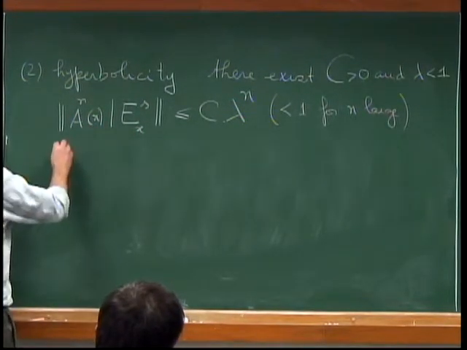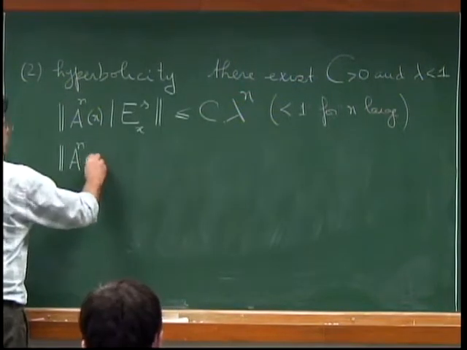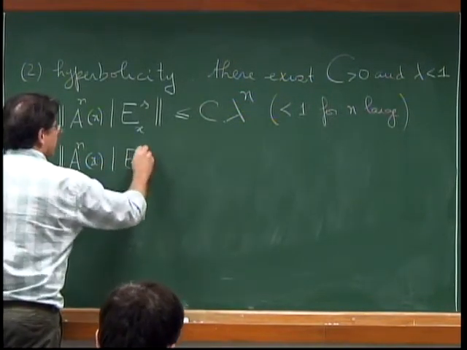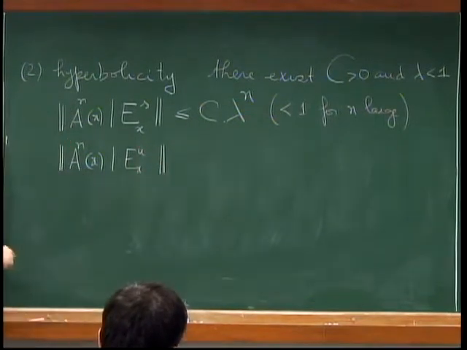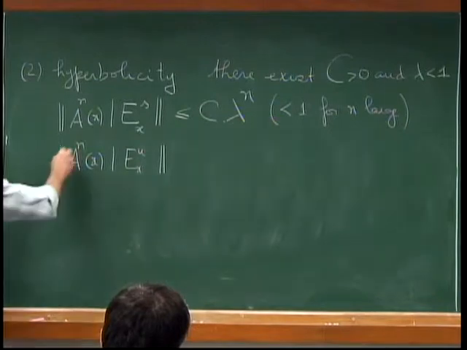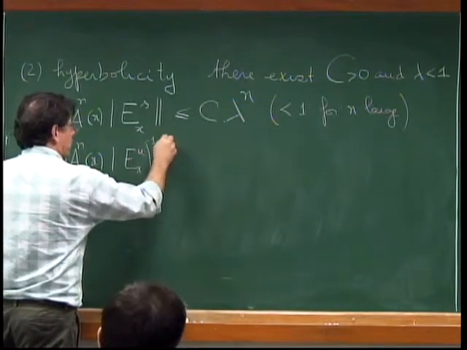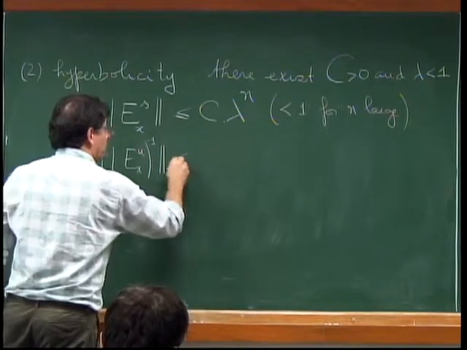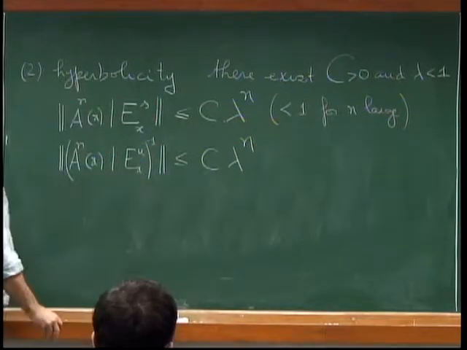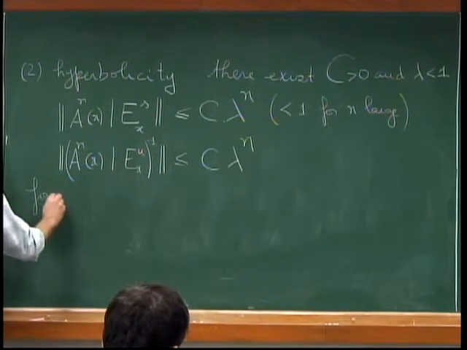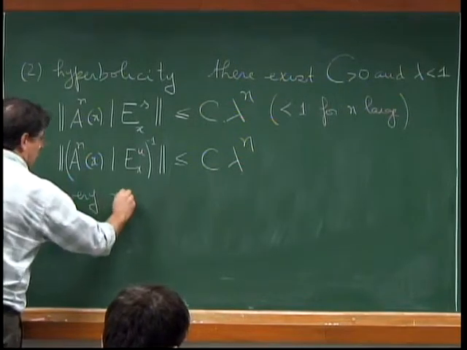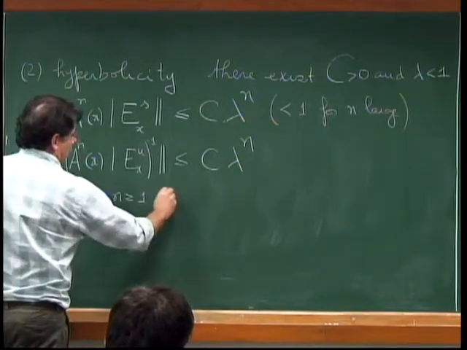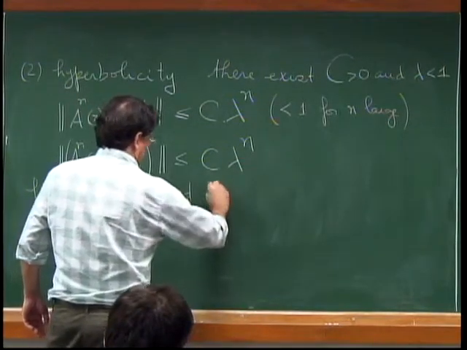And then we have a dual condition for E^u. But I'm not going to say that the norm is large, because saying that the norm is large doesn't say much. I'm going to say that the conorm is small. The norm of the inverse is small. And the point is that this is for every n and x.